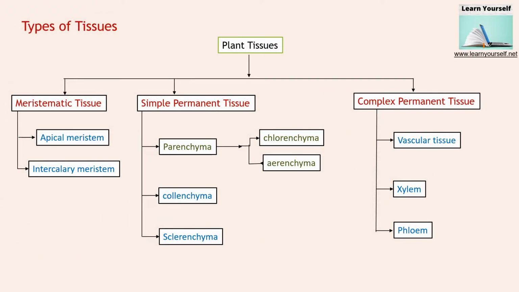We divide plant tissues into three basic types. First is meristematic tissue, second is simple permanent tissue, and third is complex permanent tissue. Meristematic tissue is further divided into apical meristem and intercalary meristem. Simple permanent tissue is further divided into three parts: parenchyma, collenchyma and sclerenchyma. Complex permanent tissue is further divided into vascular tissue, xylem and phloem.